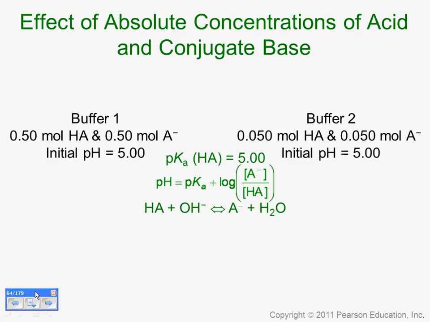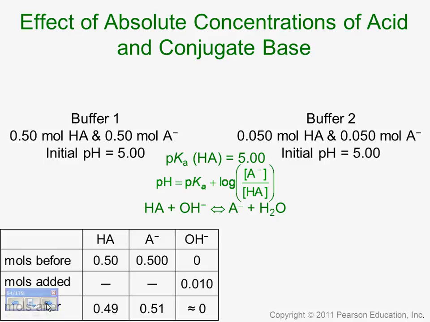Let's look at these two buffers. These are both equal amounts. The one on the left is 0.5 mole, 0.5 mole. Of course, the initial pH is going to be whatever the pKa is. In this case, it has to be 5. The buffer on the right is equal amounts, but it's 0.05 versus 0.05. So they're both going to start at a pH of 5.